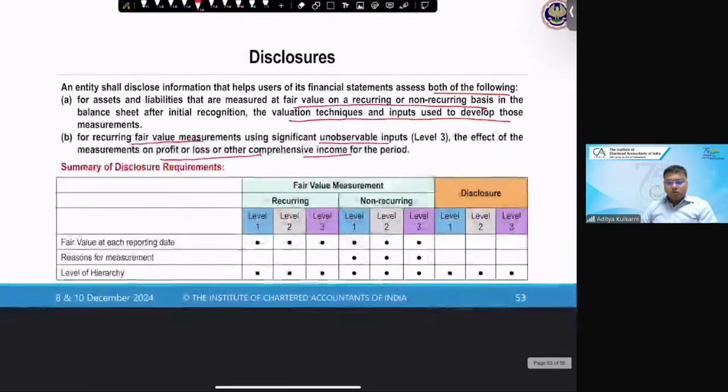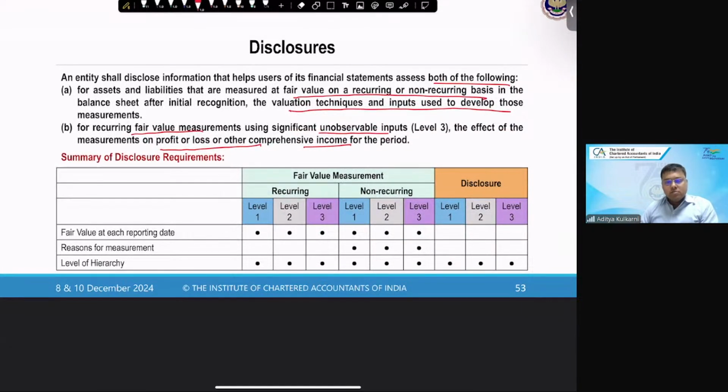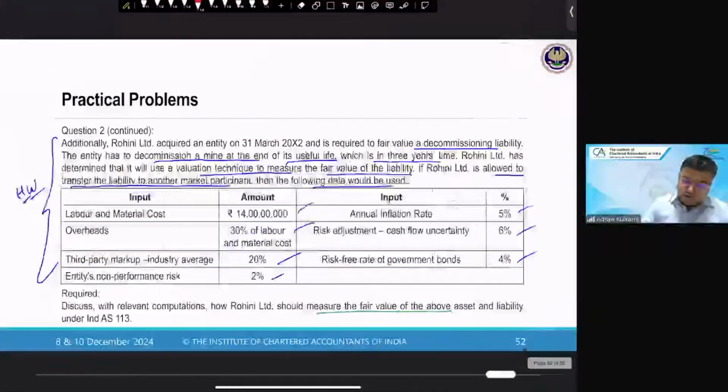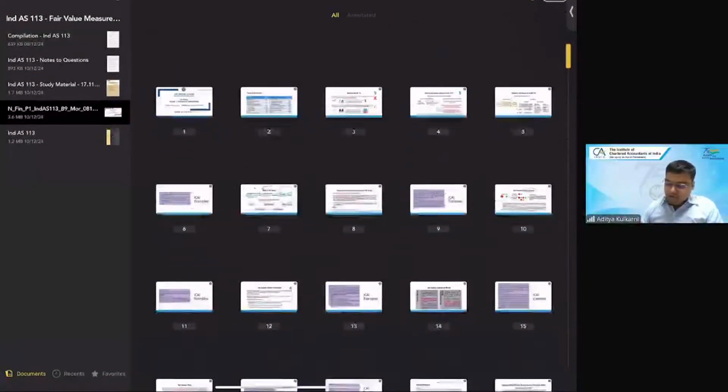And what all are you going to disclose? Whatever we have marked, that is what you will disclose. So you will be disclosing fair value at each reporting date, level 1, 2 or 3, whatever you have followed, reasons for measurement, non-recurring, level of hierarchy, fair value as well as the disclosure, transfers, valuation techniques have to be disclosed, changes in valuation, quantitative. So all these are the disclosures that you will be required to give. Okay, so that is something that we have discussed.